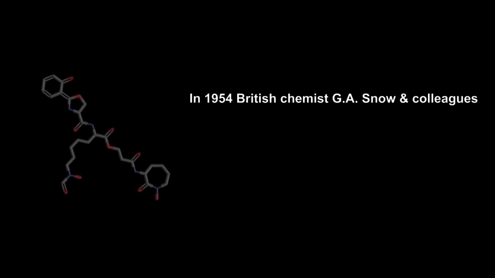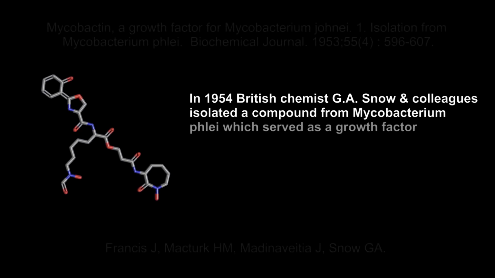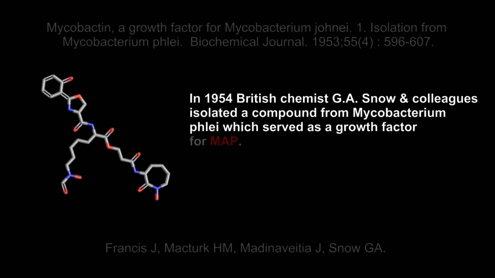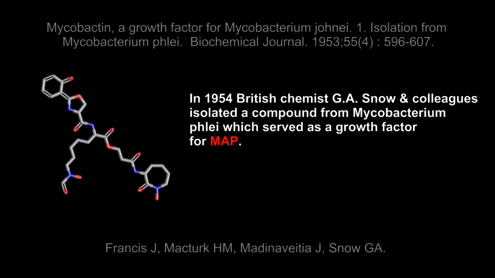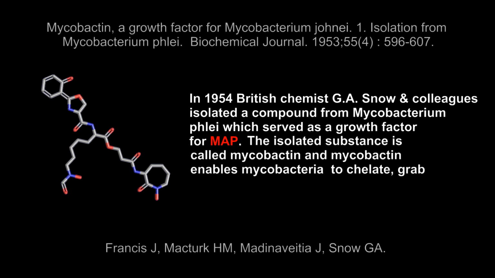In 1954, British chemist G. A. Snow and colleagues isolated a compound from Mycobacterium phlei, which served as a growth factor for MAP. The isolated substance is called mycobactin, and mycobactin enables mycobacteria to chelate, grab and steal iron from its host.